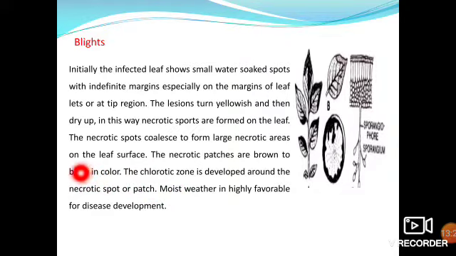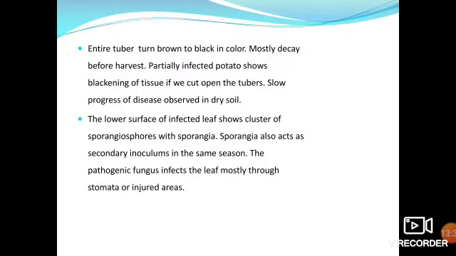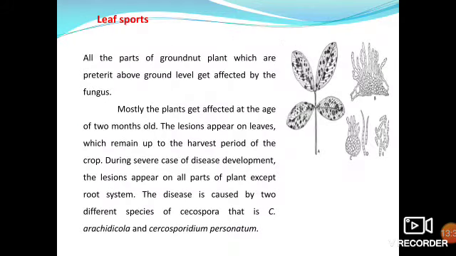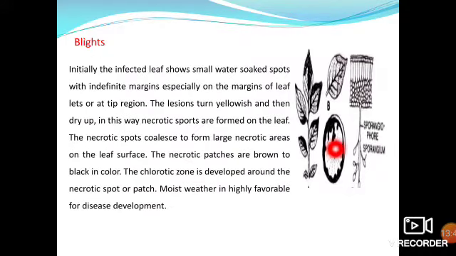In moist weather or in highly favorable conditions, the disease develops and reaches the tubers, and the tubers are affected and show symptoms. This fungus attacks the tubers also. Okay, these are the tubers. On these tubers, small or large patches of the pathogen are seen. Okay, this is the blight of potato.